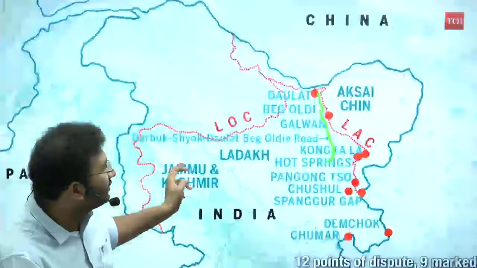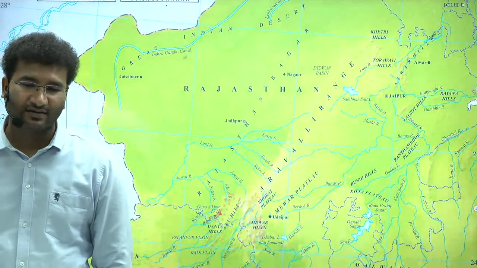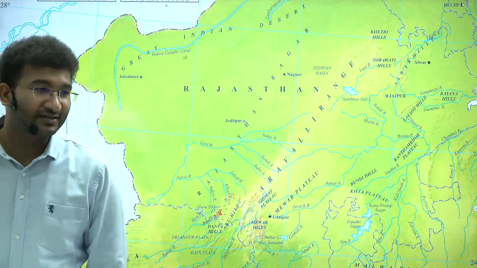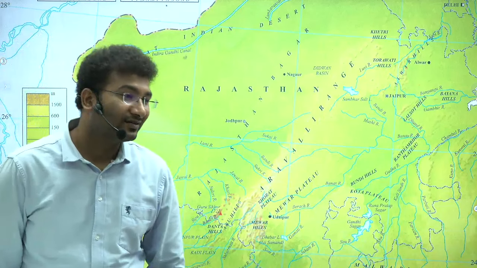Now, how many states in India have coastal areas, or have a coast? How many states in India have a coast? 5, 6, 7, 8. Goa is? Say it loud. Is Goa a state or a union territory? How many union territories are there currently? Name them.